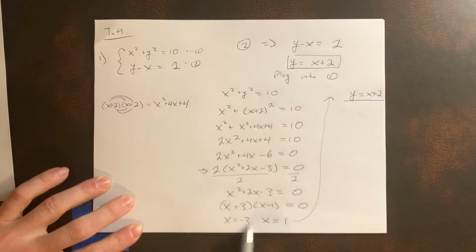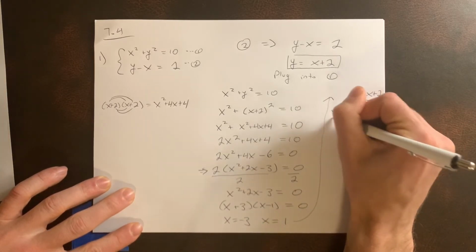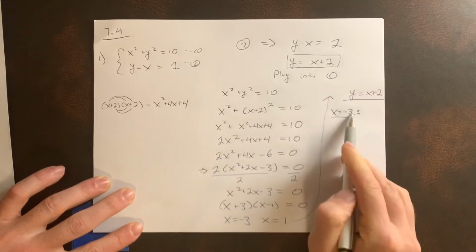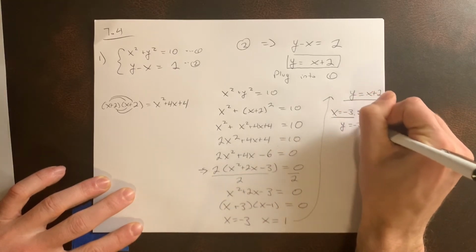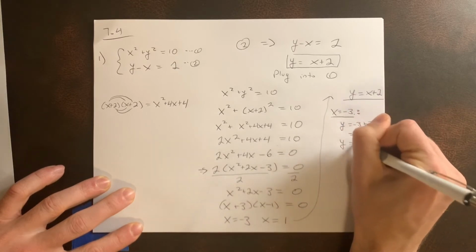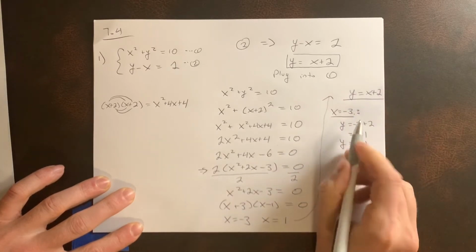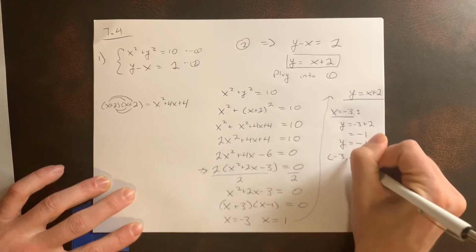We have two x values: x is minus 3 and x is 1. What happens when x is equal to minus 3? We plug minus 3 into here, and we get y is equal to minus 3 plus 2, which is equal to minus 1. So when x is minus 3, y is minus 1, and we have the point minus 3, minus 1.